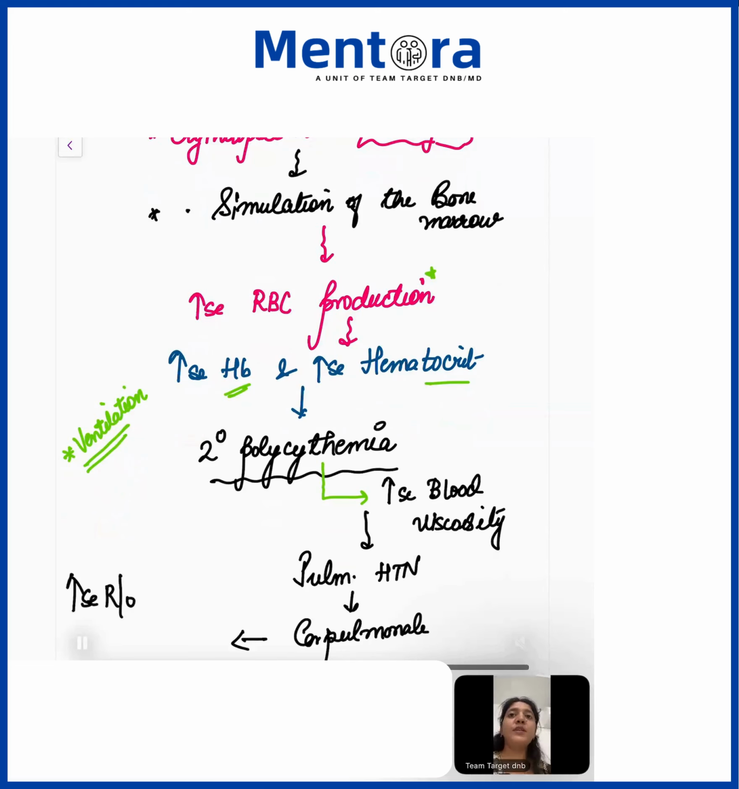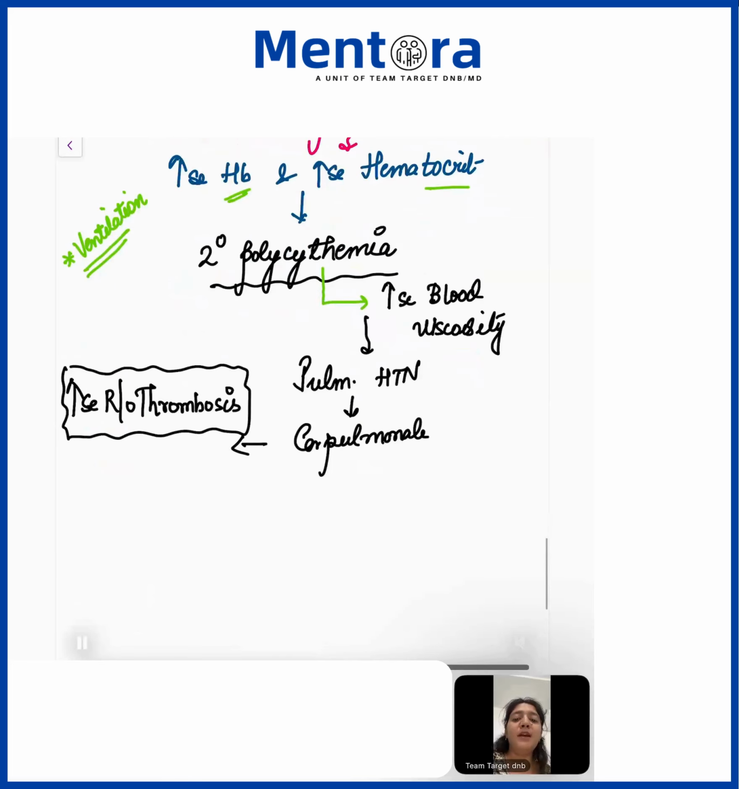Hence, you should know that polycythemia in COPD patients who are chronically hypoxemic, if you do not treat the proper condition, the patient may land up in pulmonary embolism, and thrombosis is one of the common complications of polycythemia. So the next question comes, how to treat these patients?